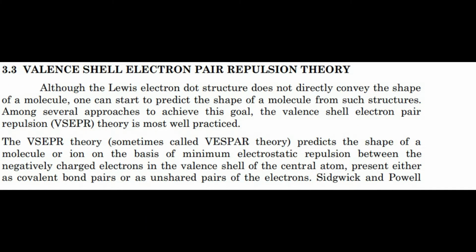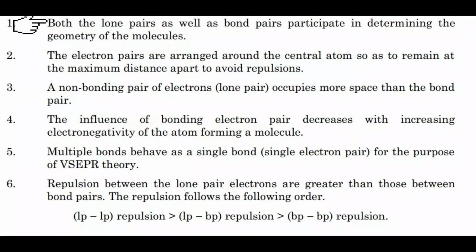The stereochemistry of an atom in a molecule is mainly determined by the repulsive interactions among all the electron pairs in the valence shell. For explaining the shapes of covalent molecules of non-transition metals, there are some rules you have to follow. Number one, both the lone pairs as well as bond pairs participate in determining the geometry of the molecule. Number two, electron pairs are arranged around the central atom so that they have maximum distance and minimum repulsion.